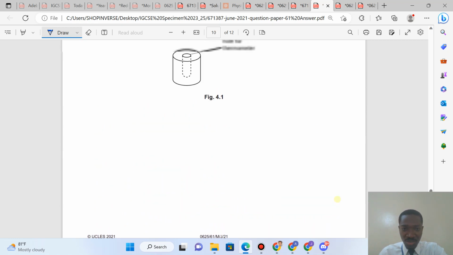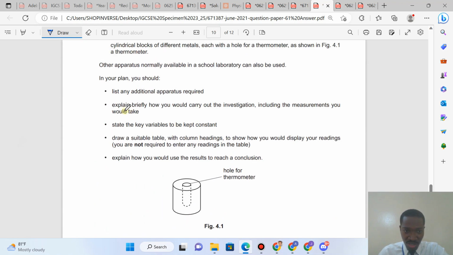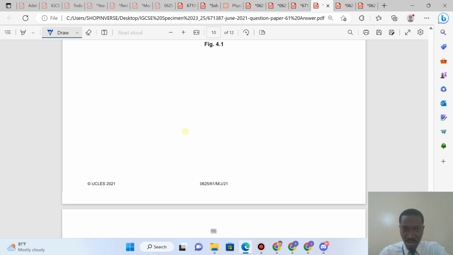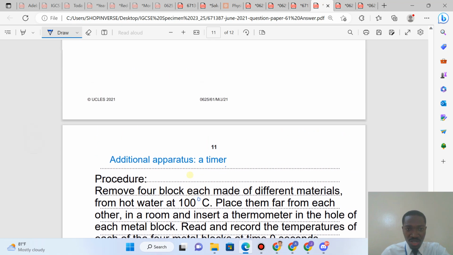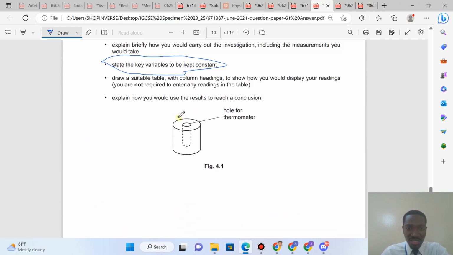Why did I put that there? It must have been requested in the question. The question says, state the key variables to be kept constant. So that time interval of 30 seconds, every 30 seconds, you must do that for all the metals. So the time interval must be kept constant. So you can see everything I'm writing here is an answer to the question. I'm providing answers to the question in bullet points. Once you provide answers to all these questions in bullet points, then you have answered the question satisfactorily. Let's proceed.